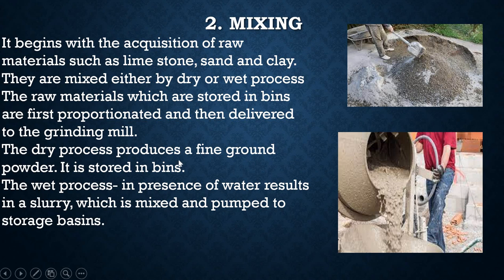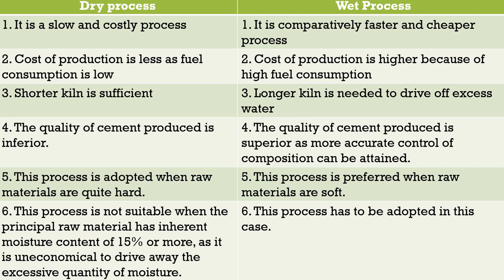The dry process produces a fine ground powder which is stored in bins, and the wet process, in the presence of water, results in a slurry which is mixed and pumped into the storage bins. What is the difference between a dry process and a wet process? The dry process is slower and costly, but the wet process is comparatively faster and cheaper.